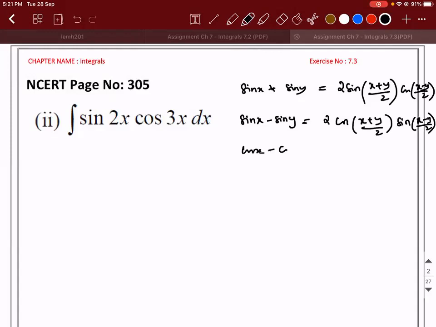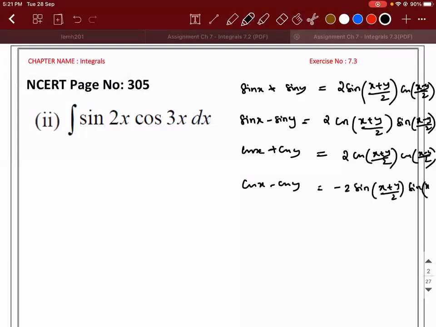Cos x plus cos y is 2 cos of x plus y by 2 cos of x minus y by 2. Cos x minus cos y is minus 2 sine of x plus y by 2 sine of x minus y by 2. Please make a note of all this for me.